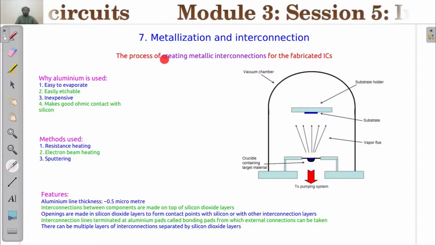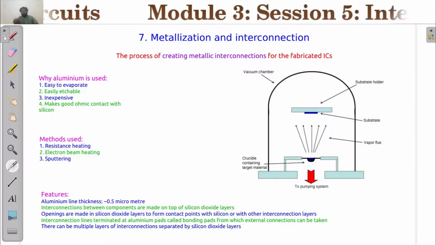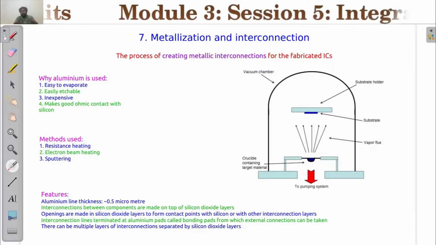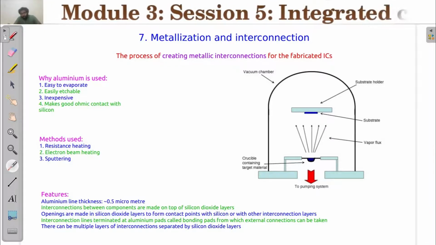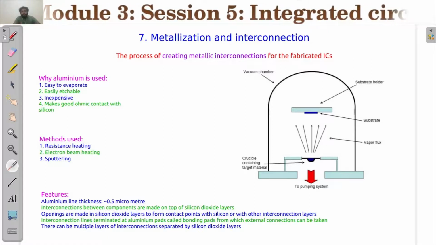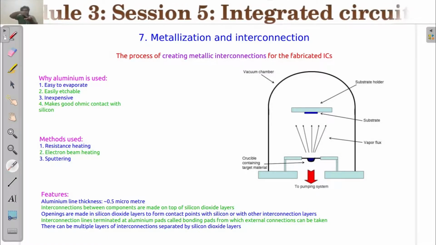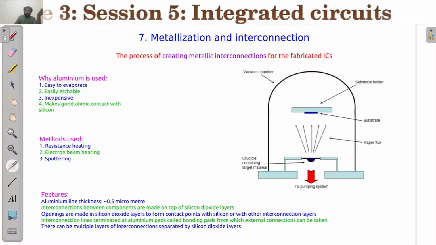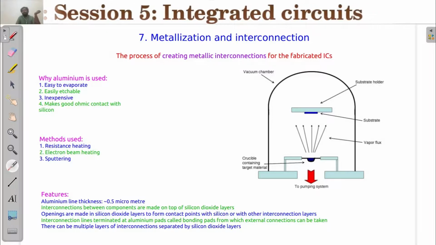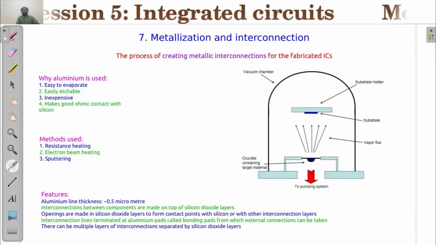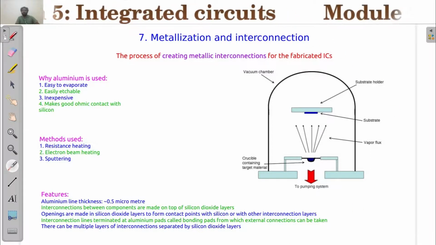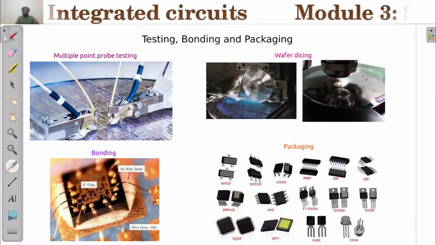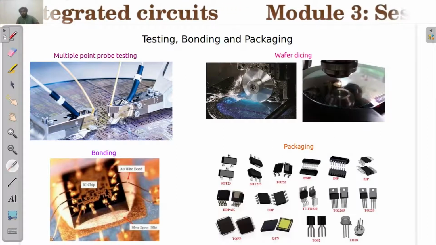So this is the process of metallization and interconnections, where you will be having metallic connectivity between the outside world and also between points in the same IC chip. So with that, we come to the end of the processes involved in the planar process. Now we come to the fourth stage of IC.